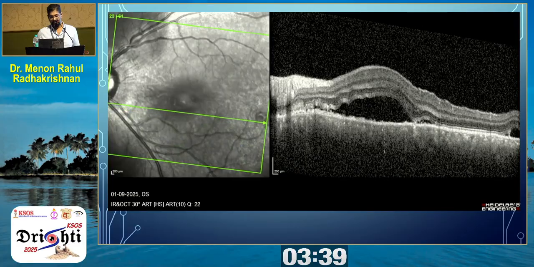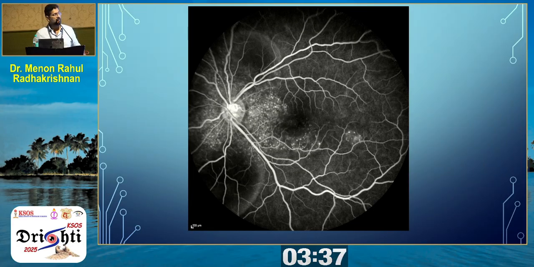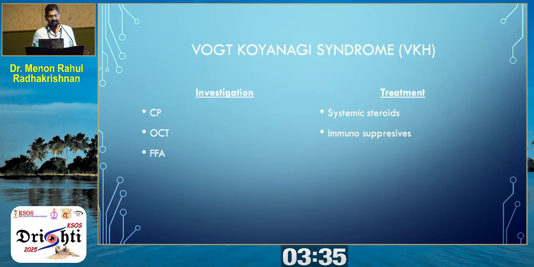We did an FFA for this patient, and you can see the starry sky pattern. This is a case of VKH, where the investigation that you require is a color fundus picture and an FFA. And the treatments are usually systemic steroids and immunosuppressives.